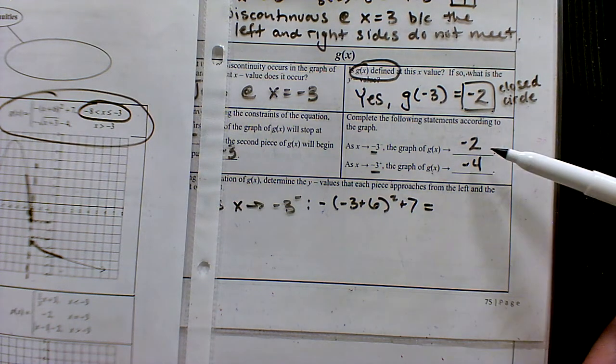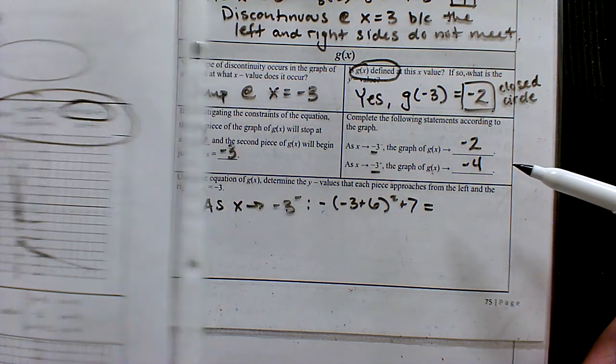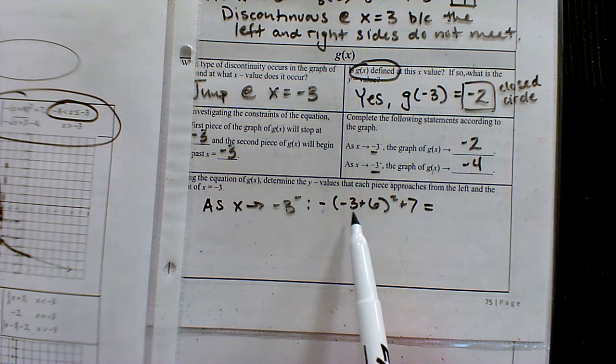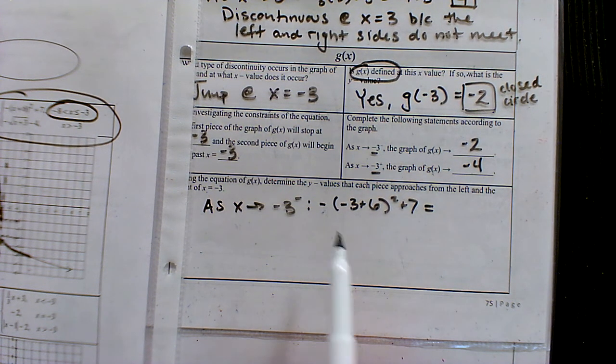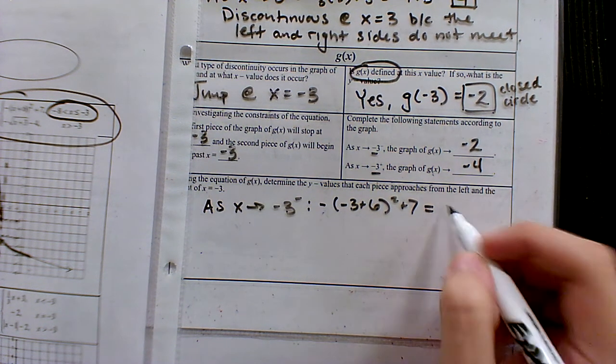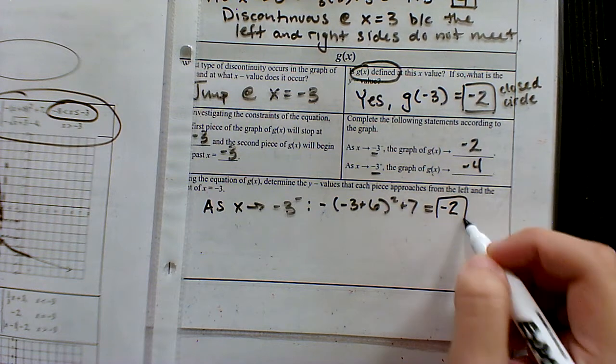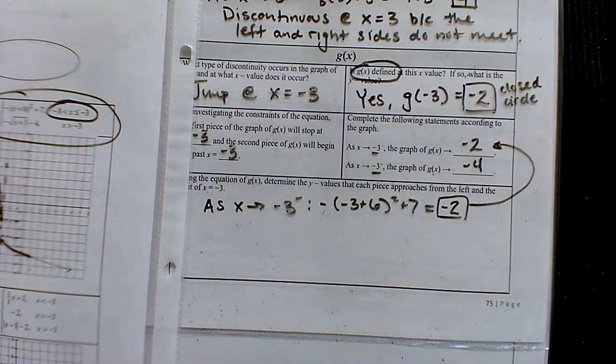Now graphically, we already said we should get negative 2, but let's make sure we can actually do that. Negative 3 plus 6 is 3, 3 squared is 9, negative out front is negative 9, plus 7, we get negative 2. So it checks out.